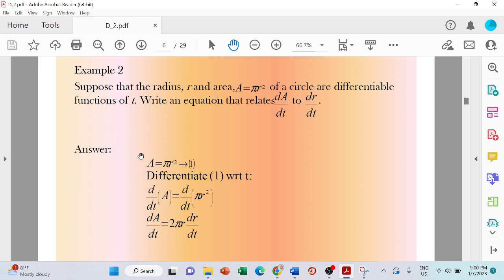So here, is there a T? You have T here? Is there a T in this equation A? See here.